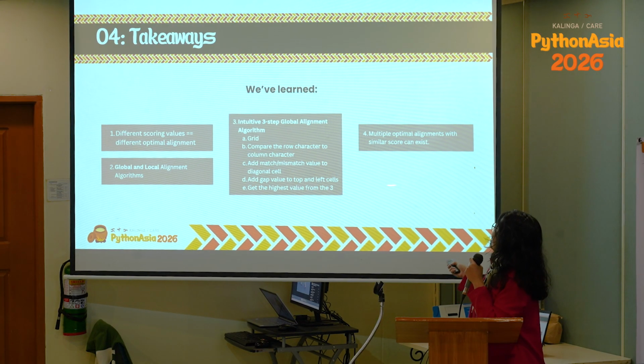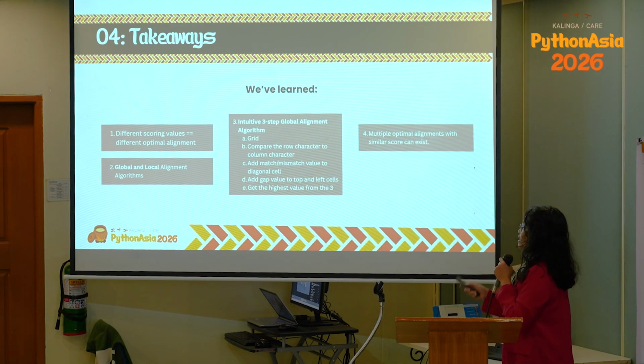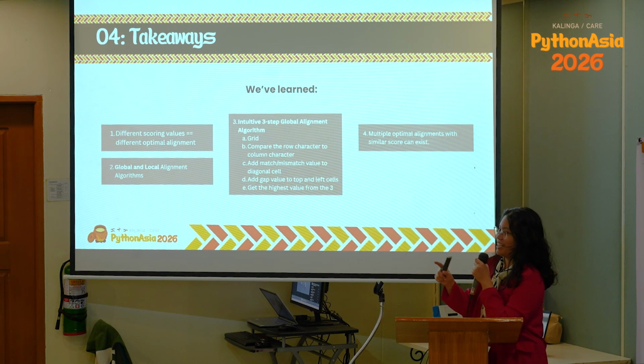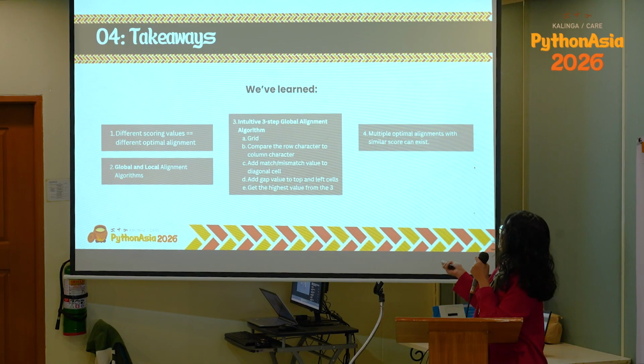Again, I showed you earlier that there are multiple paths or multiple optimal alignments with similar score. They are similar scores because we have used the same scoring values. That's why they're all pointing to the alignment score of 2 with different optimal paths, because it's just the same scoring value.